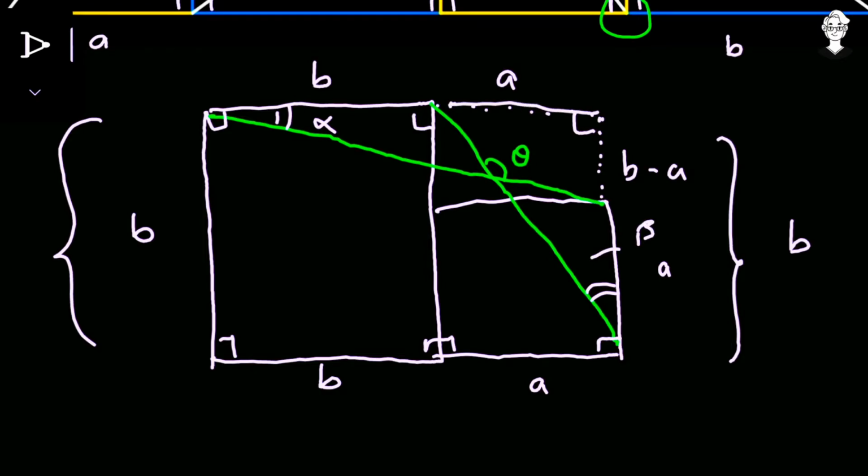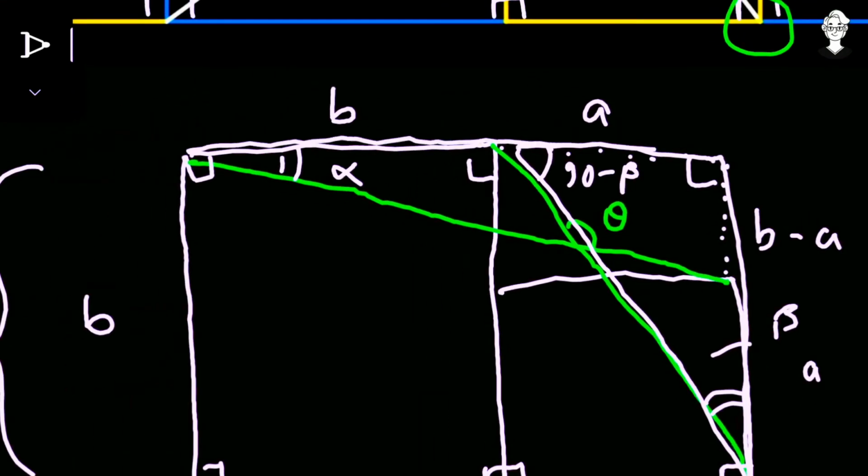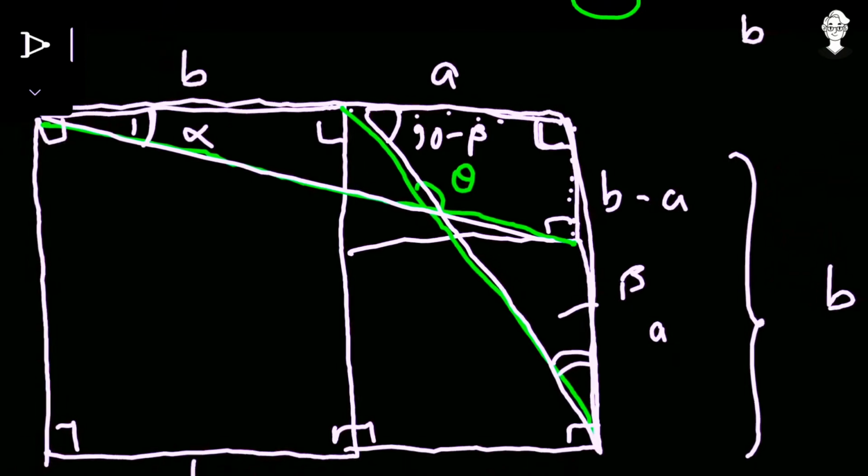Now look in this particular right angle triangle, this angle is 90 degrees, we have considered this angle is beta, so the remaining one is going to be equal to 90 minus beta. Okay, now similarly look in this particular triangle, the top angle is equal to alpha, this is already equal to 90, so this missing one is going to be 90 minus alpha.